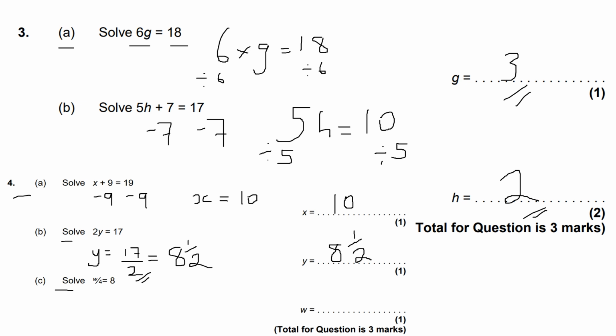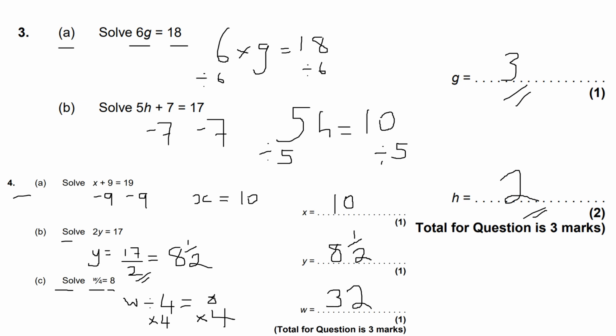Part C, solve w over 4 equals 8, so w quarters equals 8. Remember that line means division. What's the opposite of dividing, guys? That'll be times. So times it by 4 on both sides. We have w equals 8 lots of 4. 8 times 4 is 32.